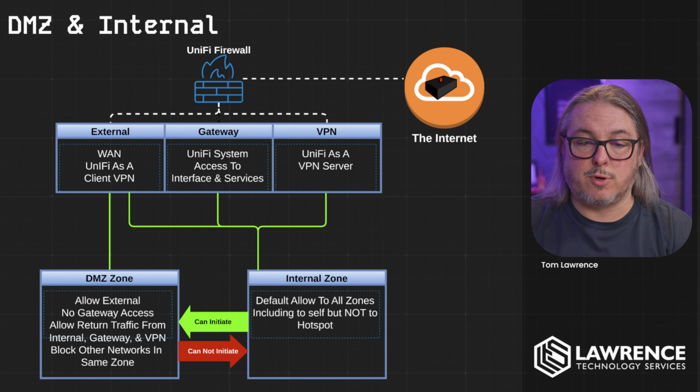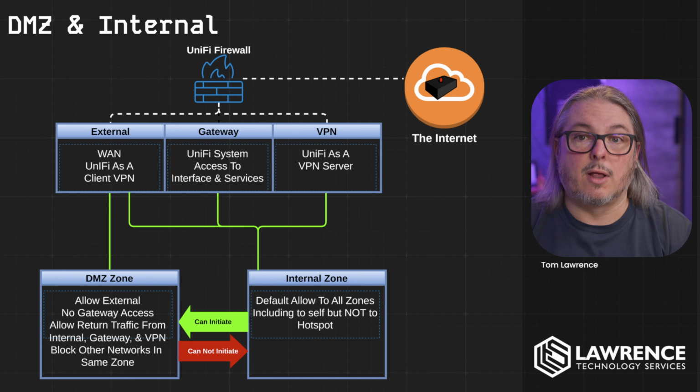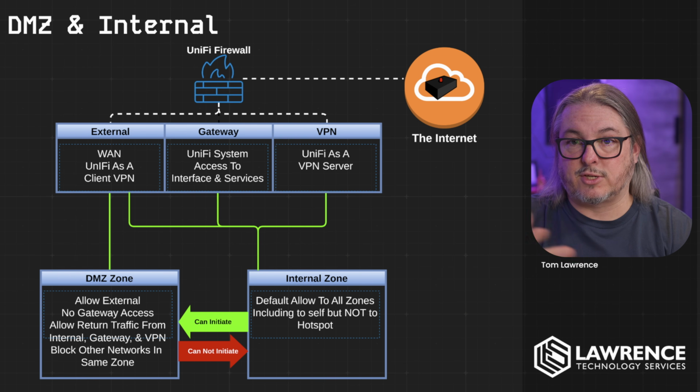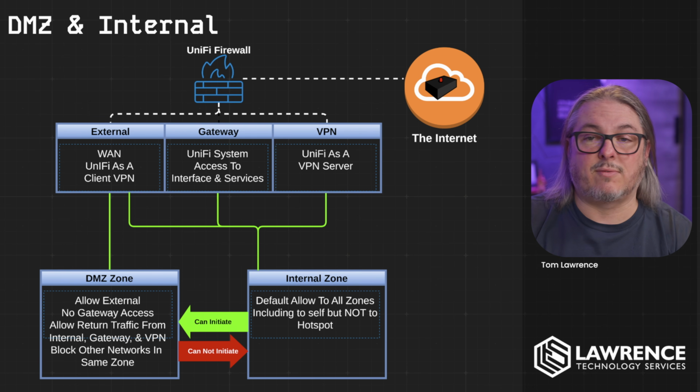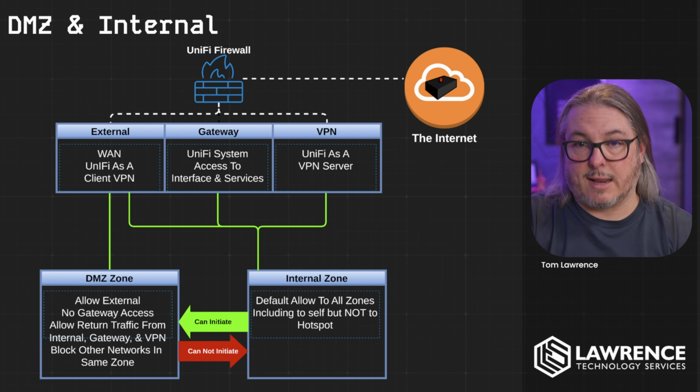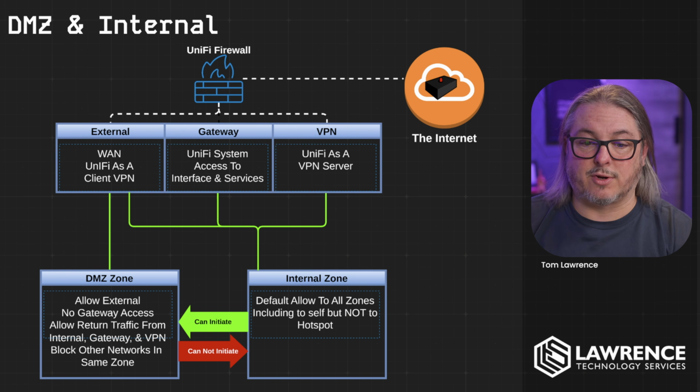Then you have UniFi as a VPN server. As a VPN server, there's another zone that just dedicates the rules that apply to a server. So if you're connecting via OpenVPN or WireGuard inbound to the firewall, that goes under that zone.